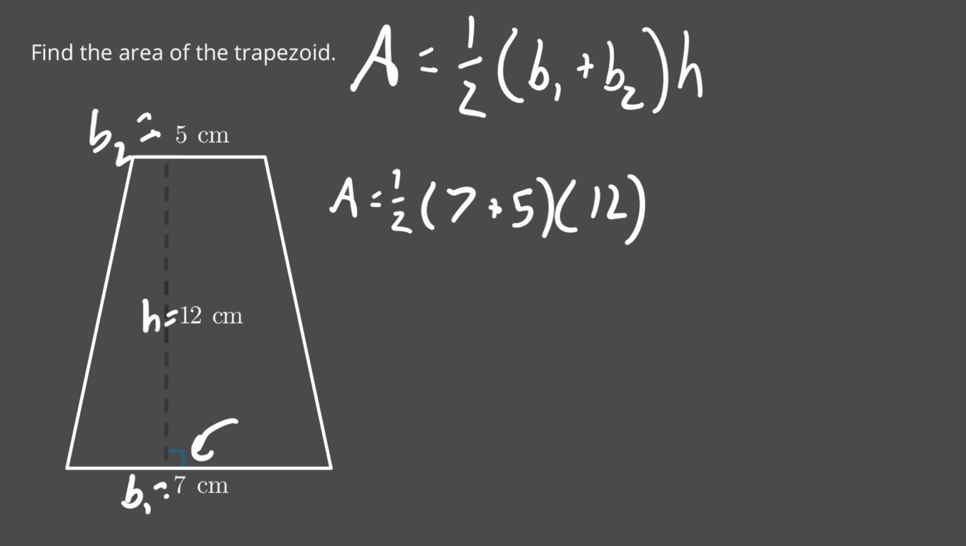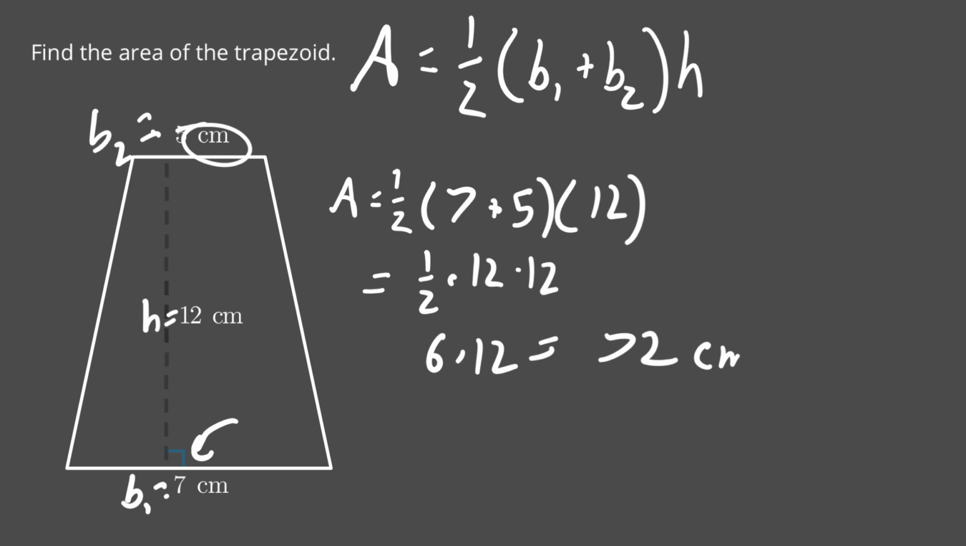Simplifying, we use PEMDAS, or basic order of operations. 7 plus 5 is 12, times 12 and a half. We know that 1/2 times 12, or essentially 12 divided by 2, is 6. So we have 6 times 12, which gives us 72. And for our units, since we are doing area, we are in centimeters squared.